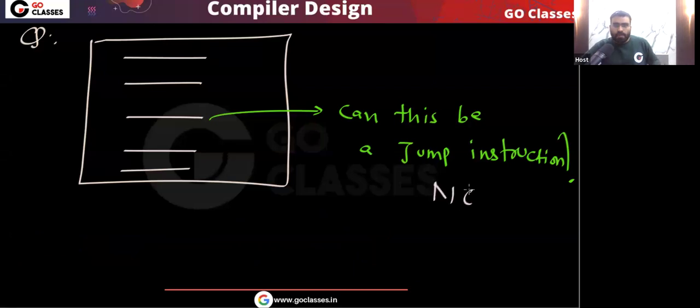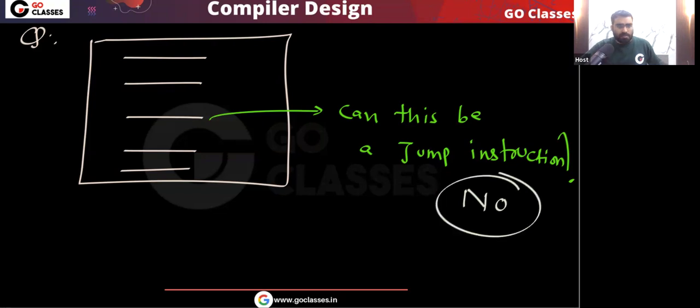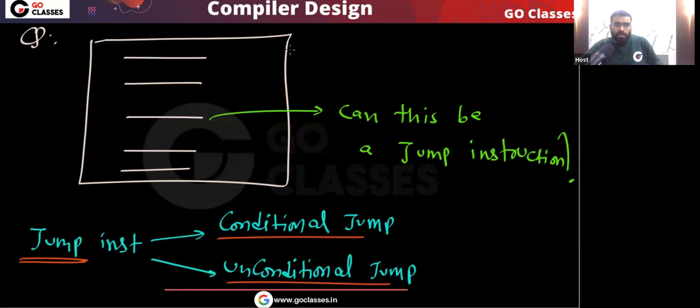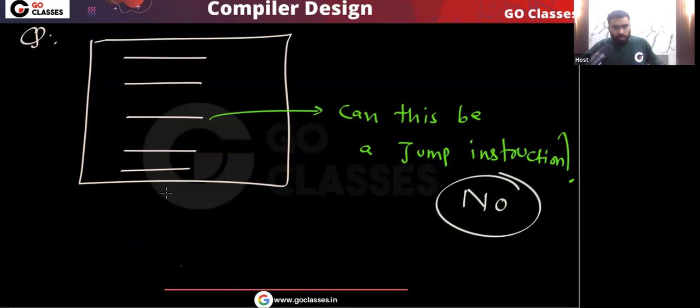The answer is no. This instruction cannot be a jump instruction, because this is a basic block. Since this is a basic block, you cannot have a jump from this instruction. From this instruction, we can never jump. Is this clear?